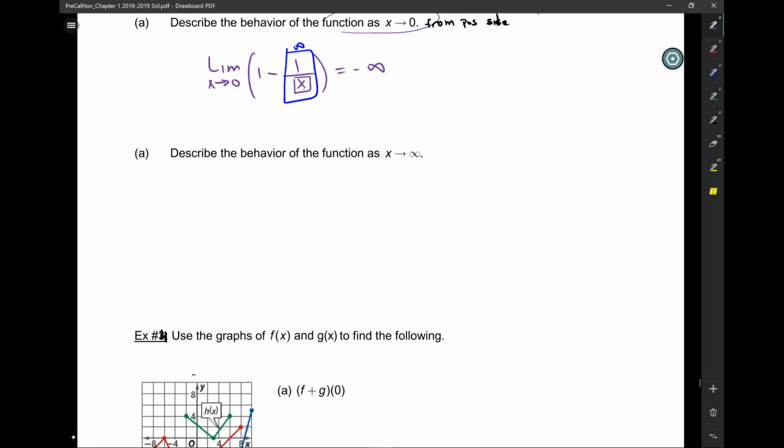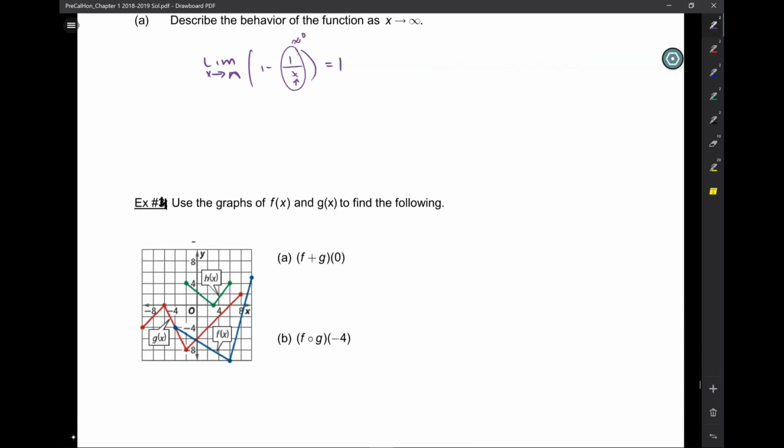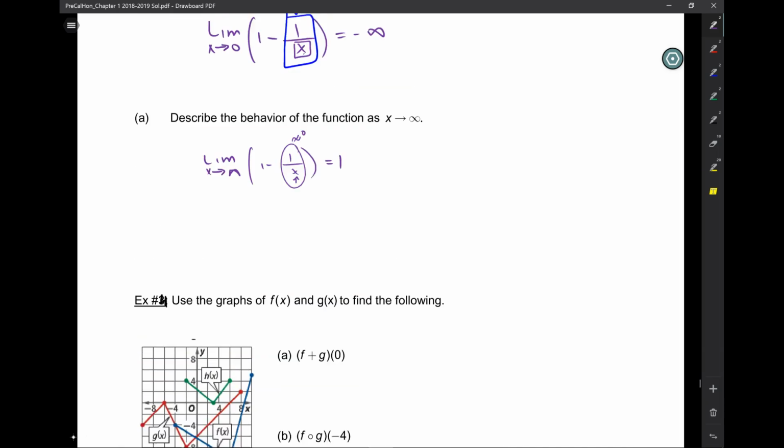Describe the behavior as x approaches infinity. So now we have the limit as x approaches infinity of 1 minus 1 over x. Now, if x is getting very, very large, then what's 1 over x going to be? Basically very small. Very, very small. It's going to be almost 0. And 1 minus an almost 0 number is 1. Okay? All right.